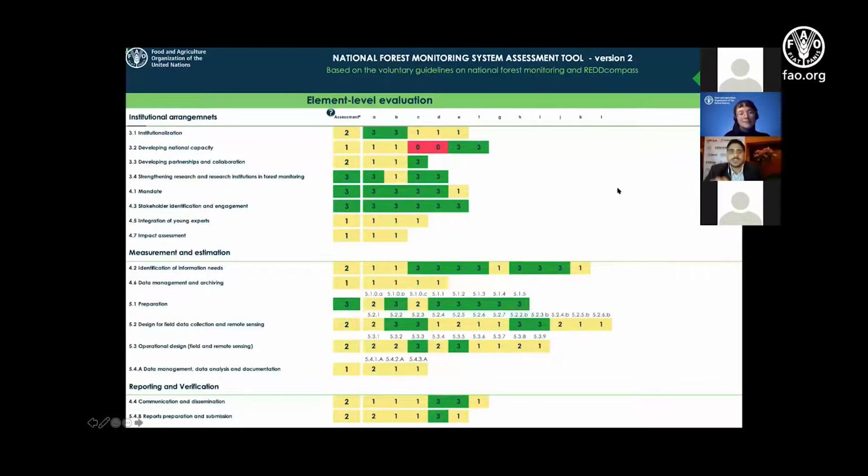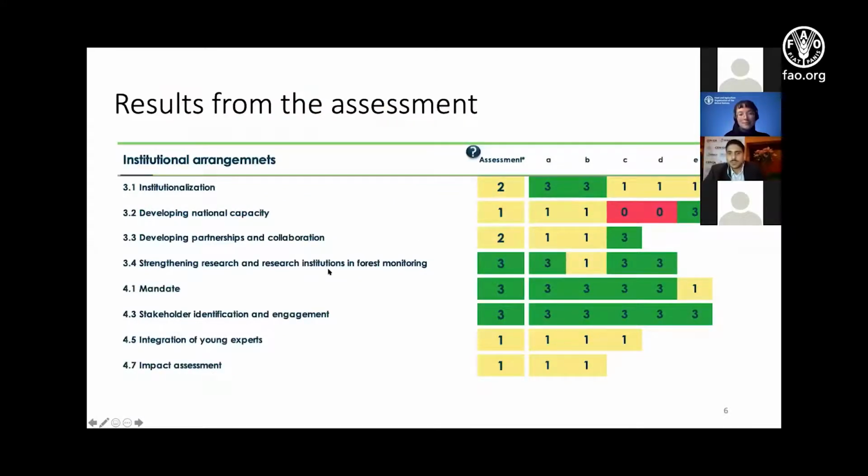Now we'll be looking at the results for each component. First, for the institutional arrangements. This one is focused on the institutionalization, development capacities, and stakeholder integration, among other things.